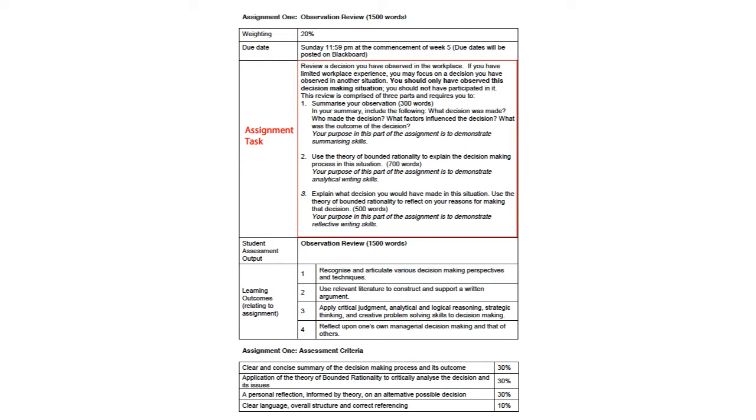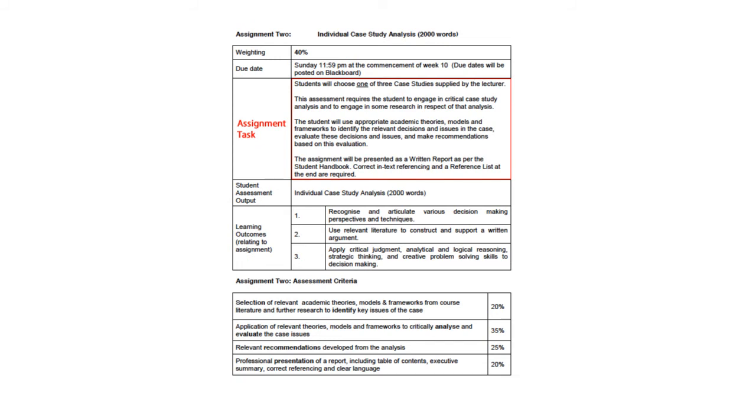Now let's look at assignment 2, an individual case study analysis, which is on page 13 of your course outline. You can see the same layout as assignment 1: weighting, due date, expected student output, learning outcomes related to the task. And under the assignment specification, there's the basic assessment criteria that will become standards for a marking rubric that you'll be able to see on Blackboard.